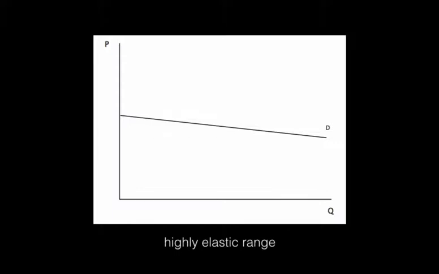Okay, so for our extreme cases, let's think about, again, what a really flat but still downward sloping demand curve looks like. And remember, what that means is that if I have a little bit of a price change, whether it's higher or lower, I'm going to get a really big quantity response. Right? That's what elastic means. So I'm getting a very big quantity response for just a little bit of a price drop.